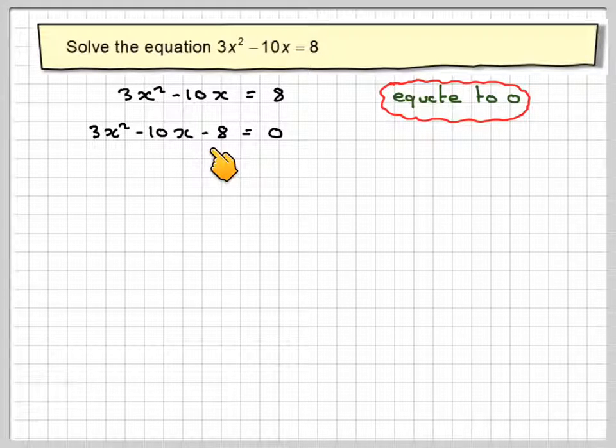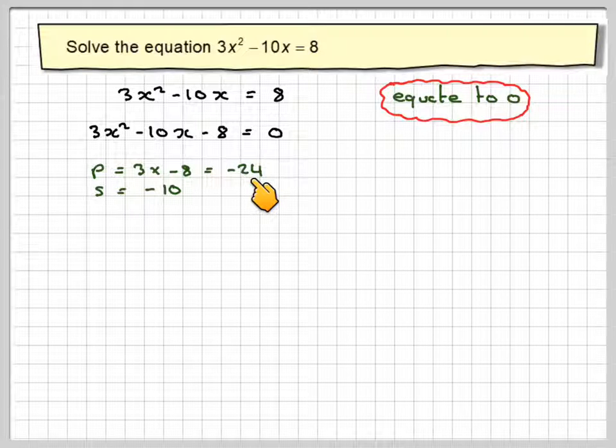Now we can factorize this. We do 3 times minus 8. We call that the product. And then the sum will be the term in the middle, which is minus 10. The product is minus 24. And then we want two numbers which, when we multiply them together, we get minus 24 and a sum of minus 10. That gives me minus 12 and 2. Let's just check that. Minus 12 times 2 is minus 24. And minus 12 plus 2 is minus 10.